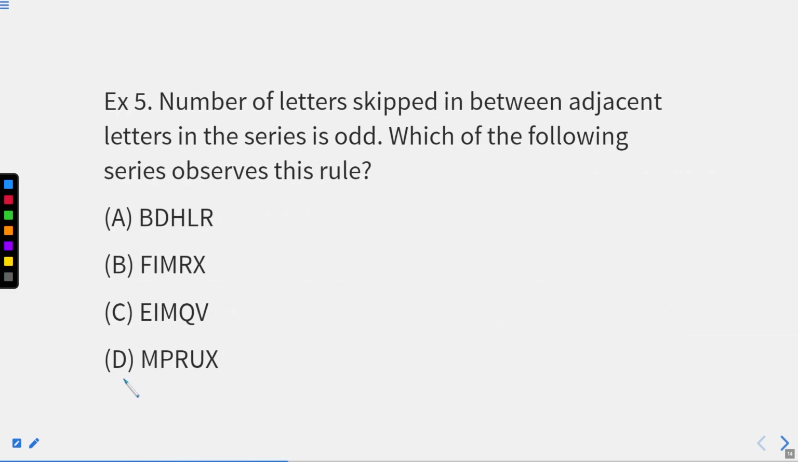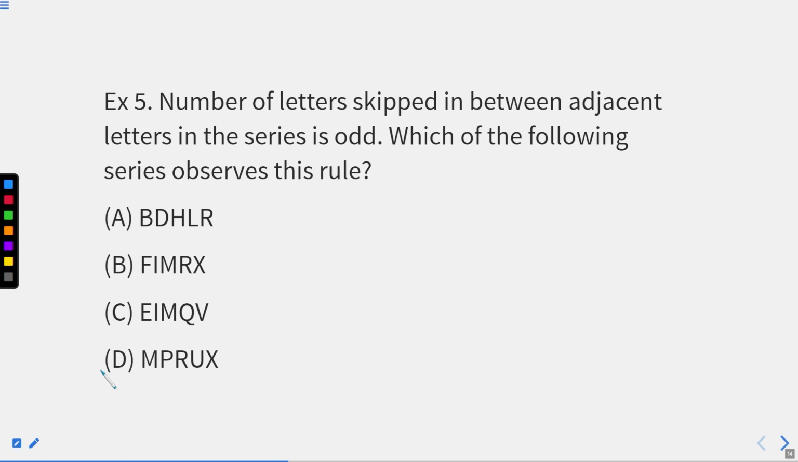Now question number 5. This question comes up with a new concept. It says the number of letters skipped between the adjacent letters in the series is odd. Which of the following series observes this rule? Here, my friend, you are given 4 different words, and every word has certain letters arranged in a jumbled manner. What you are supposed to do is check, as per the alphabetical series, which word has an odd number of letters between the letters.